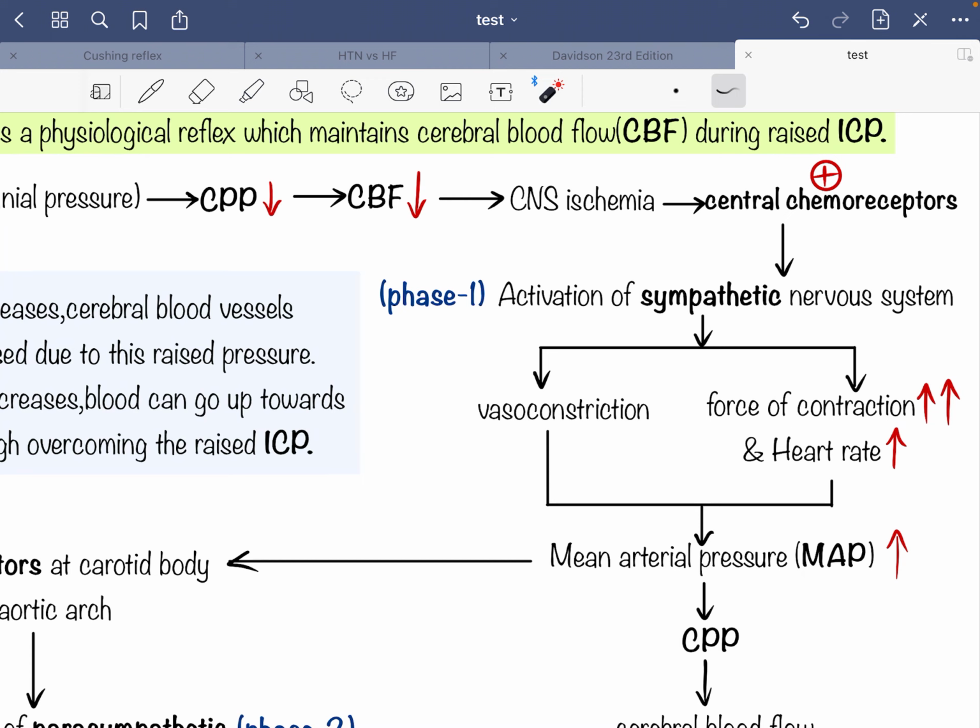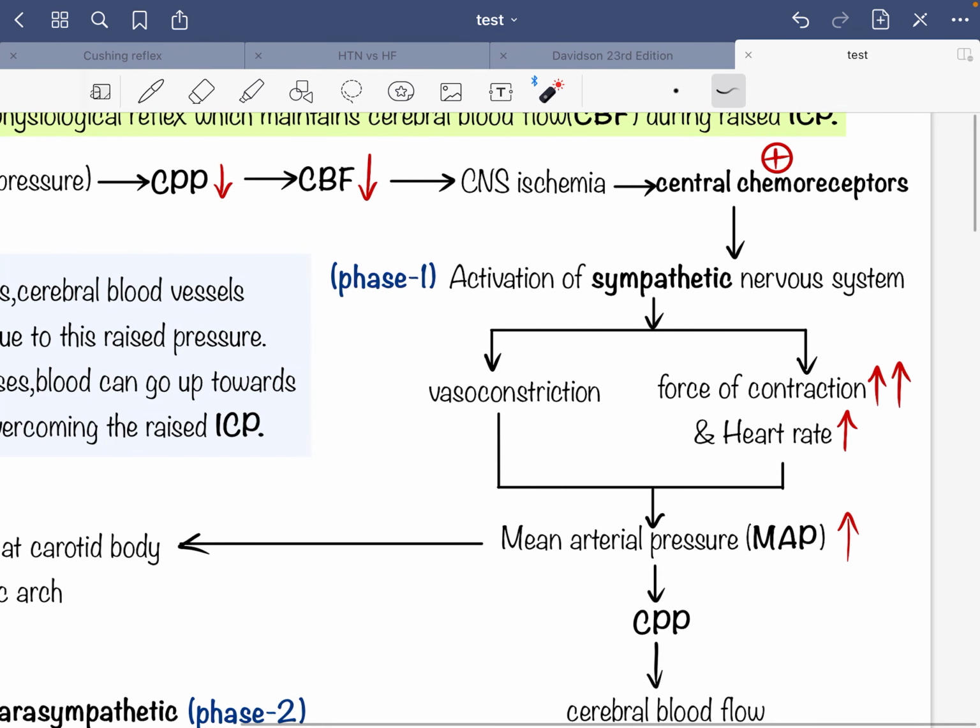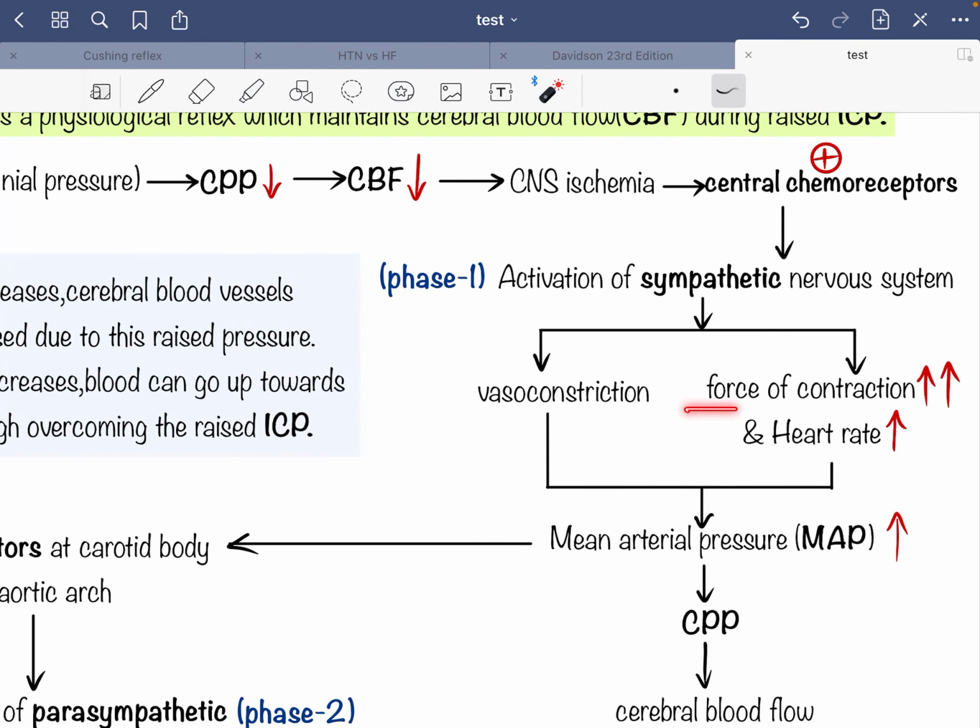Okay, so that means we have shown you that due to the activation of the sympathetic nervous system, two things are happening. One is vasoconstriction, which will increase the diastolic blood pressure, and another is an increased force of contraction, which will increase the systolic blood pressure.